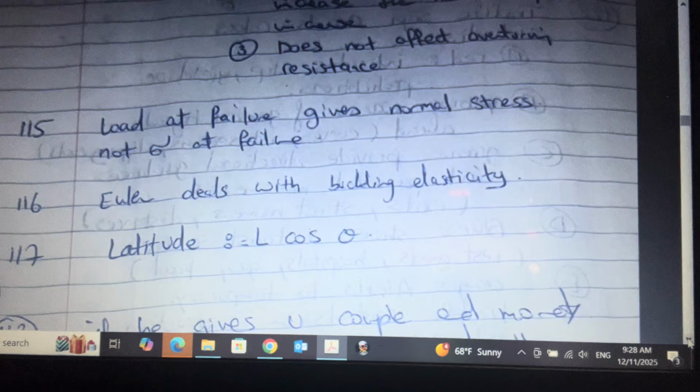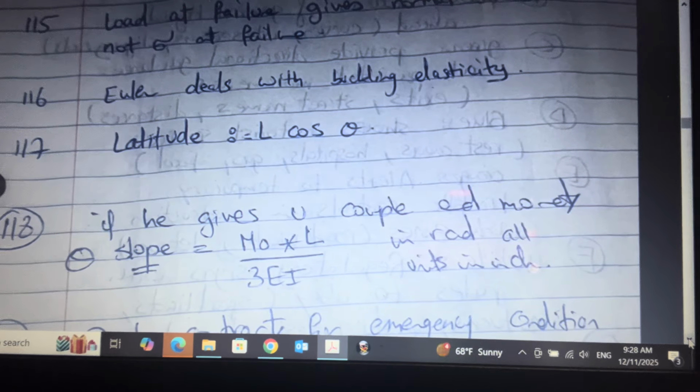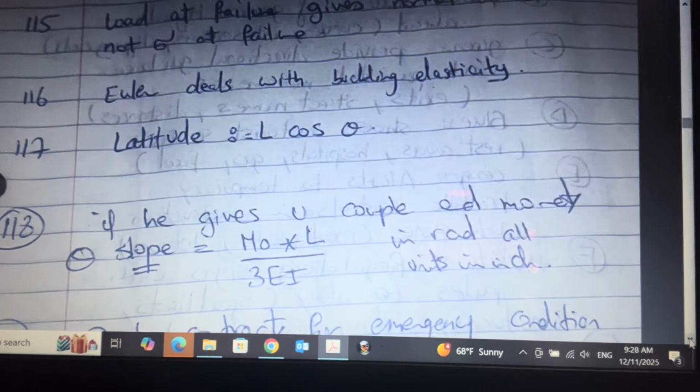Latitude, and this is in surveying: latitude equals length of the member multiplied by cosine theta. Always understand the difference between zenith angle and bearing angle.